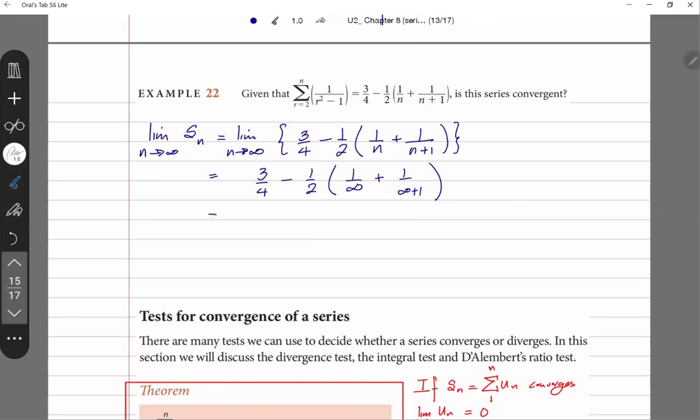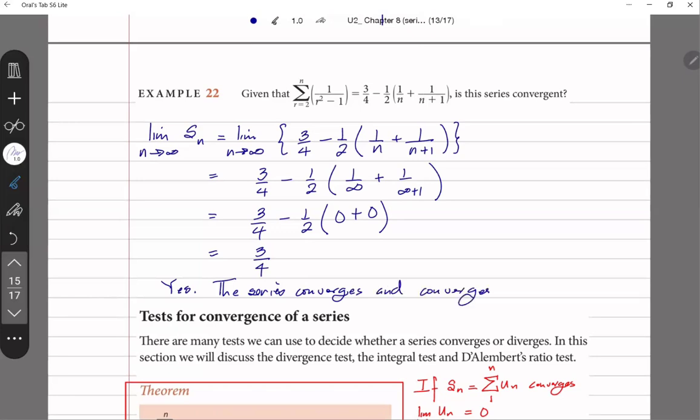So let's put it anyway: 3 over 4 minus a half times 0 plus 0. So the answer here is what? 3/4. So is the series convergent? The answer is yes, and it converges to 3/4.